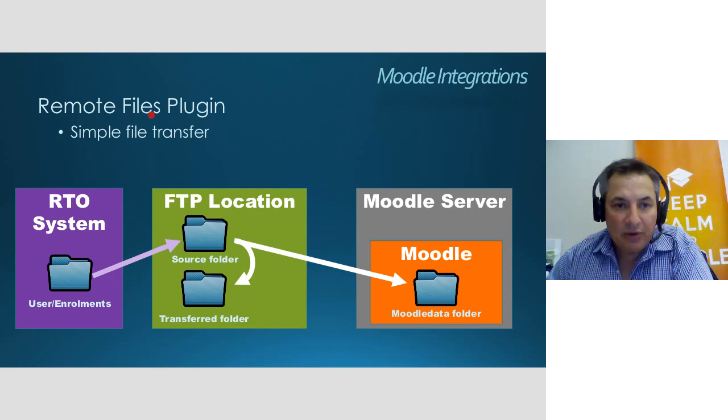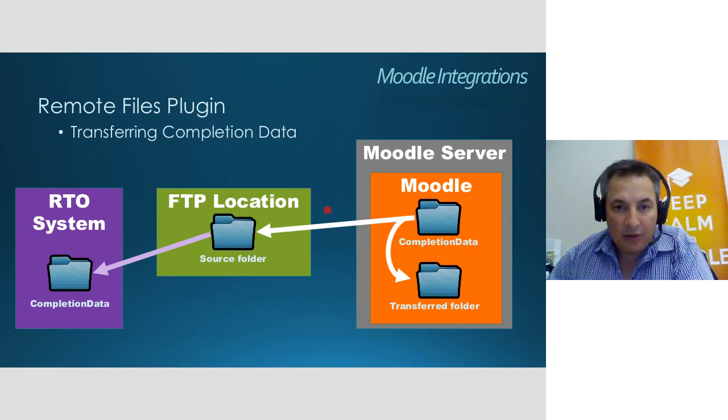So that was the remote files plugin, and that's in a very simple form. That's how it was meant to work, to integrate passing data from say an RTO system to Moodle. Conversely, passing data back typically would be completion information or grade information. We would use the same process, except this time we would have some sort of process out in Moodle that would run every minute, every hour, or every day, that would say, go and get me everyone who's completed something, or go and get me everyone who's got a grade, whatever the criteria is.